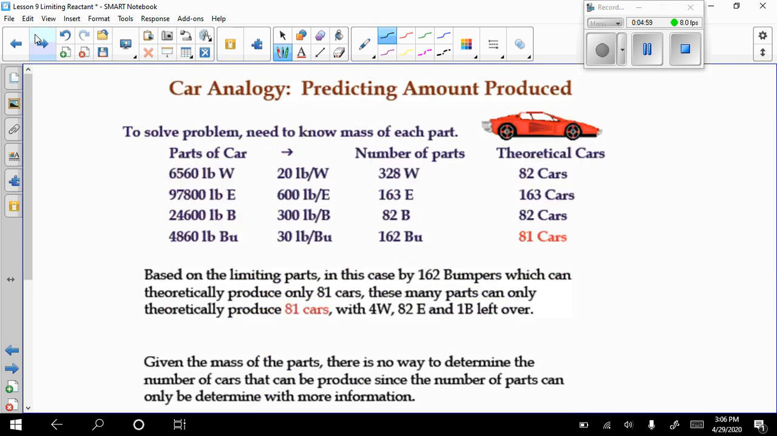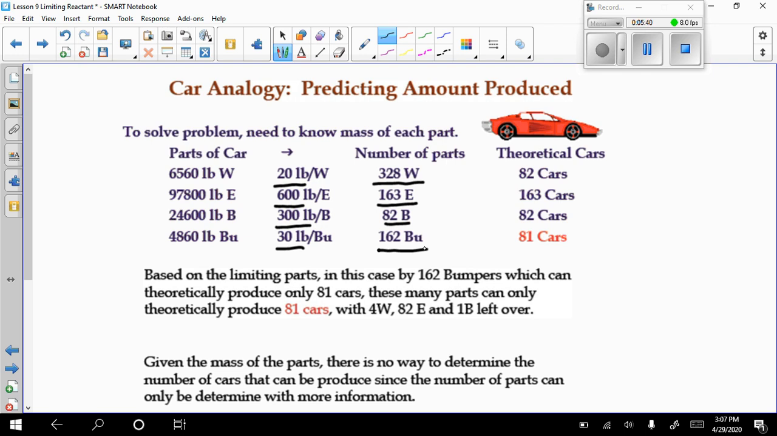Okay, well, let's look at the data from yesterday. And so the first thing we did was we converted all of our masses to numbers. Each of the wheels weighed 20 pounds, and so then you converted it by dividing, and we had 320 wheels. Each engine is very heavy, so each of them weighs 600, so you have 163 engines. And then each body was 300, so you had 82 bodies. And each bumper was 30, and so you had 162 bumpers. So again, we've done the first conversion, which is to convert it to a count.